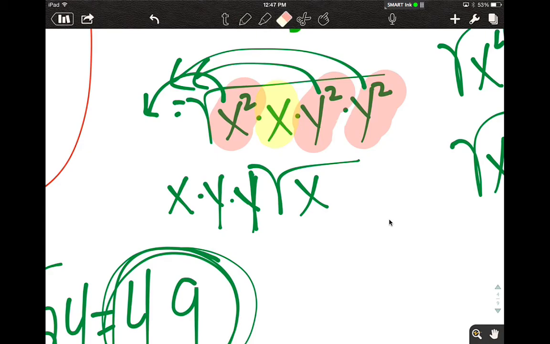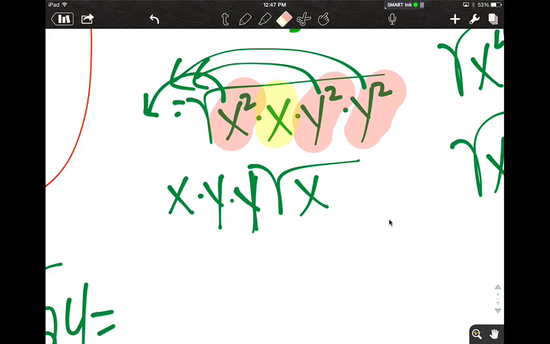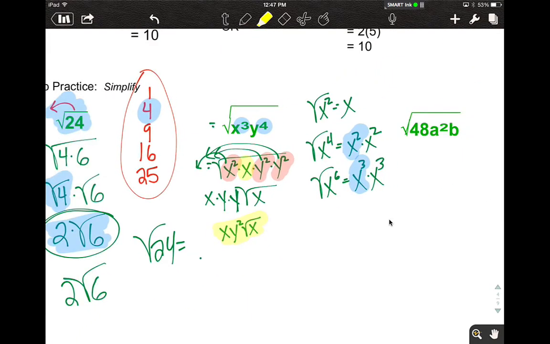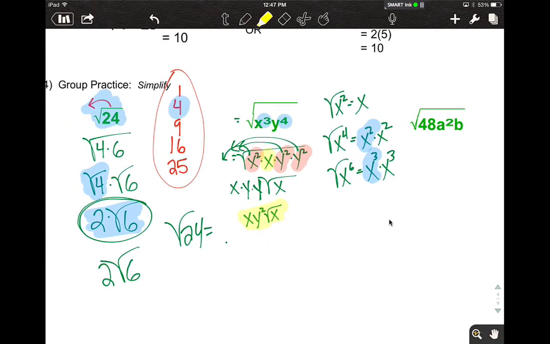Now this looks a little bit sloppy, guys. I want to clean this up a little bit. Instead of writing x times y, I'm going to write x y squared times the square root of x. And that is your final answer. Okay, that's simplified all the way. Okay, let me get rid of this because that was kind of in the way.